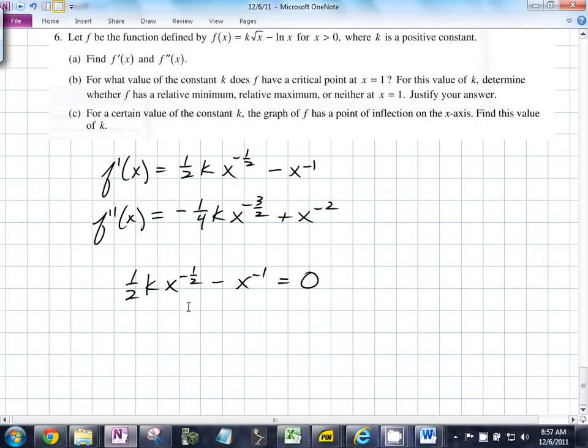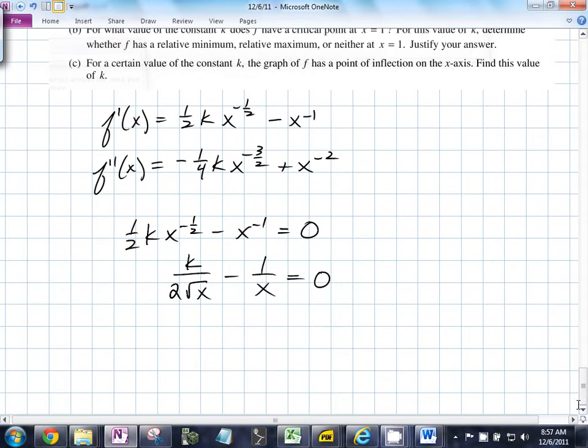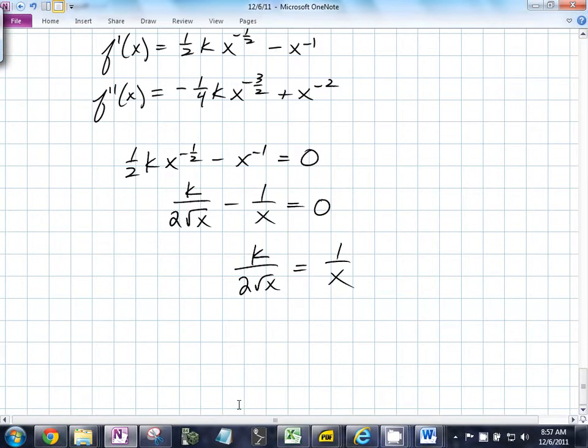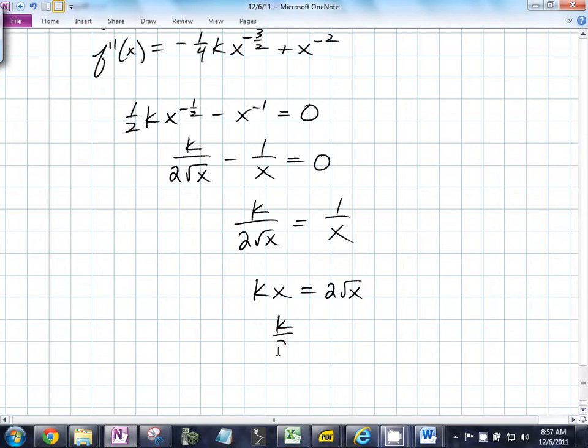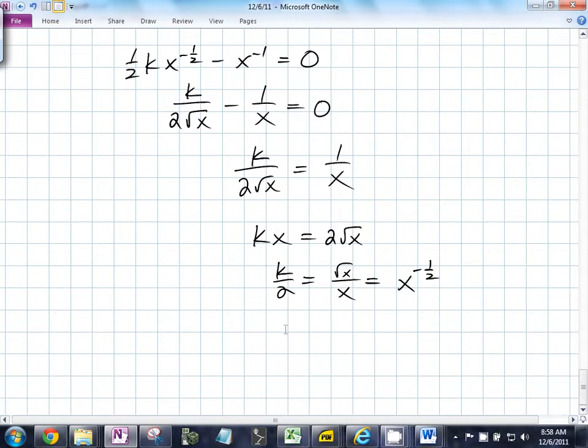Did I write that right? Yeah. So what do we have here? k over 2 root x is equal to 1 over x. So kx is equal to 2 root x. So k over 2 is equal to root x over x. What's root x over x? x to the negative 1/2. So what's k equal to? 2x to the negative half. Is that correct? It says when x is equal to 1.